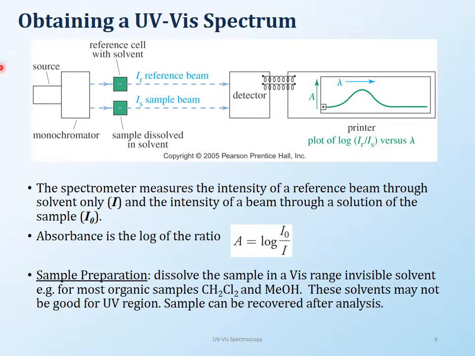So how do you obtain a UV-Vis spectrum? The instrument is almost the same as an IR instrument, which means that you need to have a source of energy, and the lamp here, remember, is going from the ultraviolet region all the way to the visible region, so it's going from about 200 to about 800 or 900 nanometers. You need to have two cells, which means that usually this instrument is dual beam, as we call it. One has to be the reference cell, the other one has to be the sample cell.